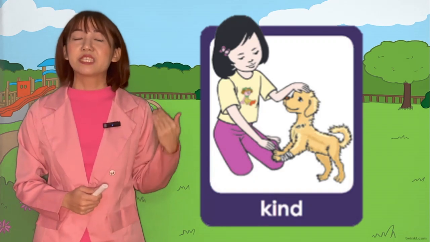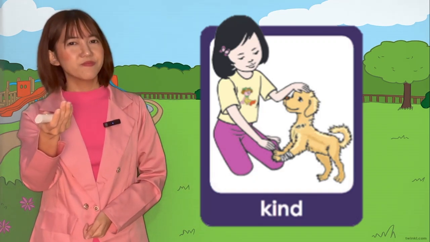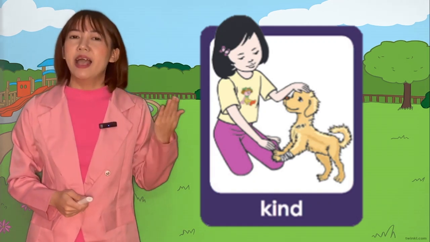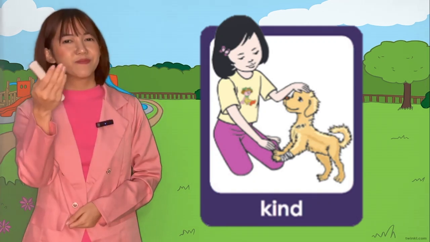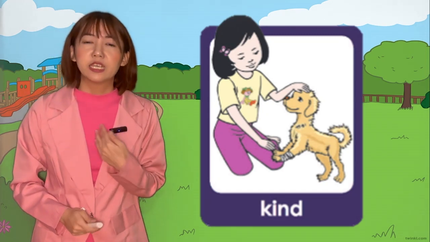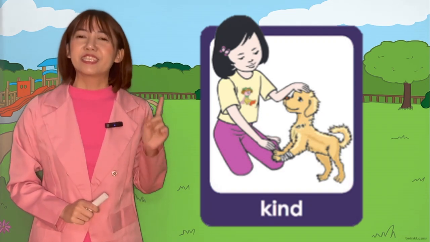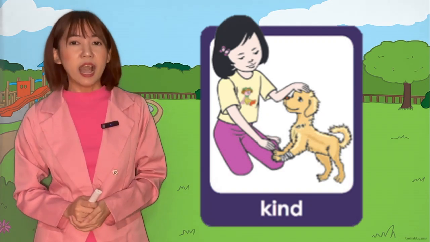Very good. This is my aunt. She is kind. Can you say that? This is my aunt. She is kind. Very good. This is my friend. She is kind. Again, this is my friend. She is kind.